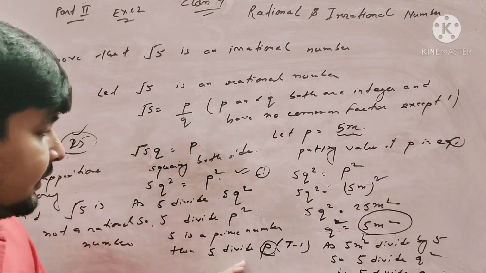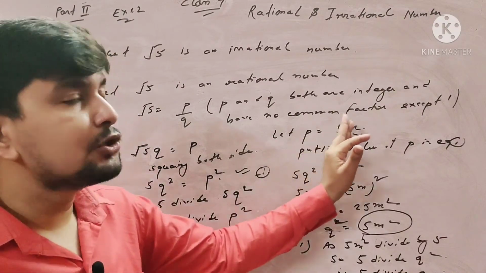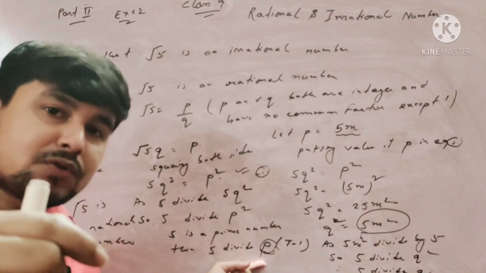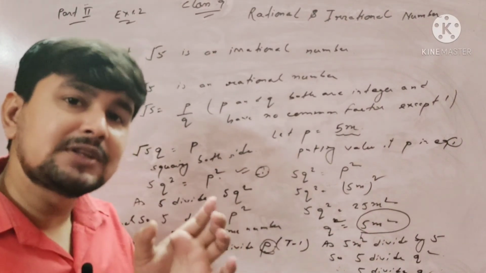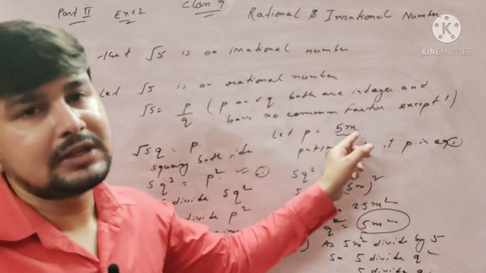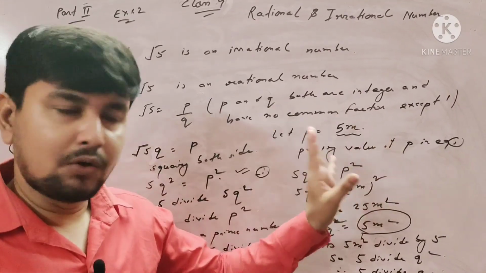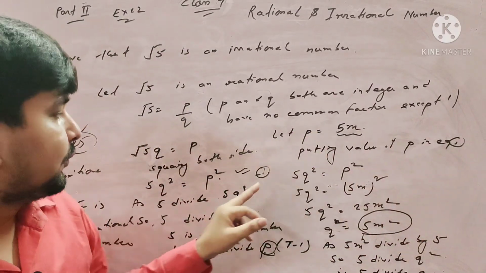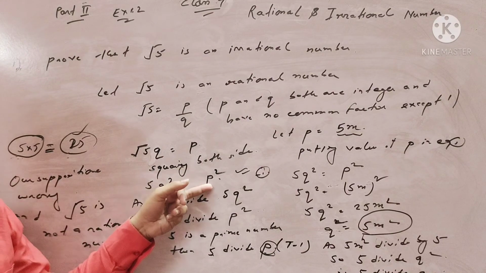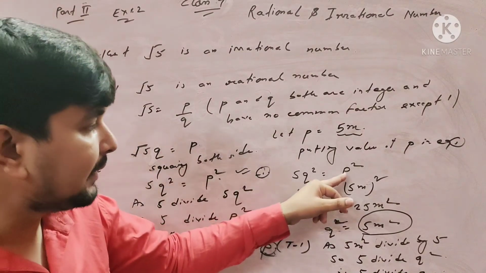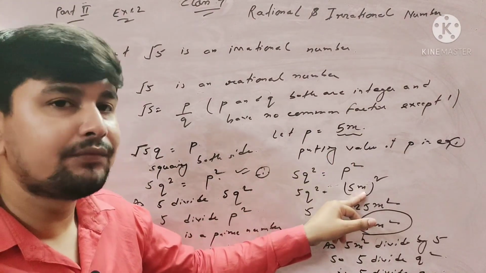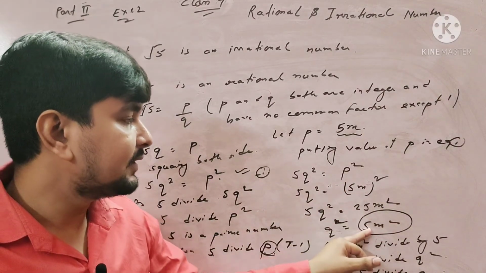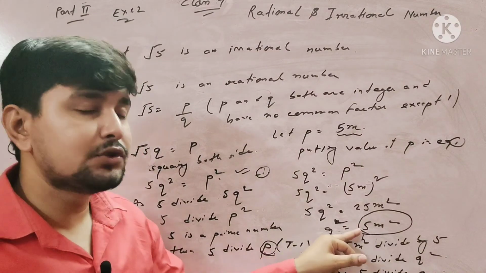Clear? After this we take p equals 5m. Why 5m? Because 5 divides p, that means p also contains some multiple of 5. That's why we take p equals 5m. Okay, so putting the value of p in equation 1, what is equation 1? 5q square equals p square. So in place of p we write 5m square. So this is our 25m square. 5 divides 25, this gives 5m square. q square equals 5m square.